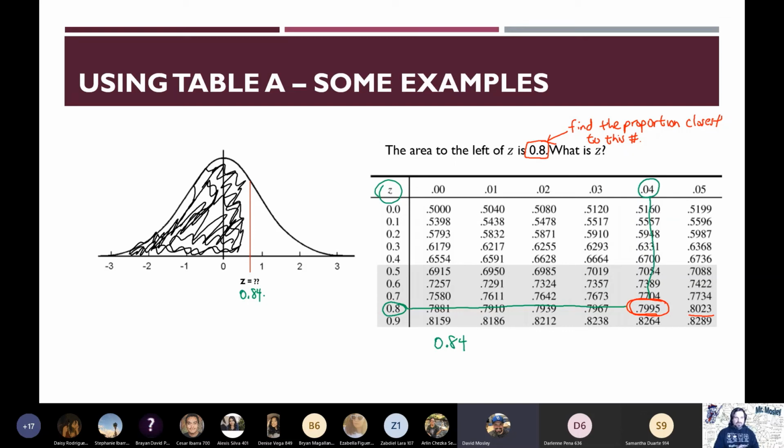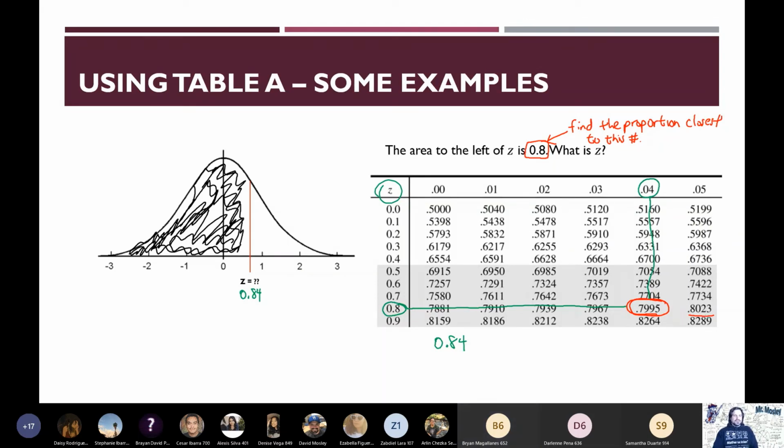What questions do you guys have? That was the last example. What can I clarify? What can I make more sense of? What can I explain better? Can you explain why it's 0.84 instead of 0.85? Okay, why did I choose the 0.7995 and not 0.8023?